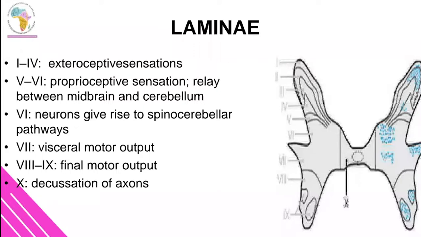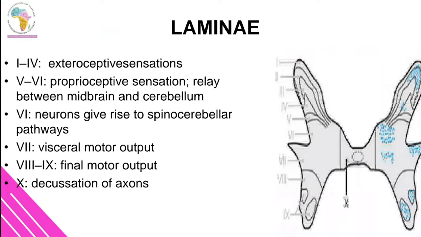exteroceptive sensations. So what I mean by exteroceptive sensations, these are just sensations that are due to external stimuli, which might be light, a change in temperature, position, or vibration sense. So these are the sensations that laminae 1 to 4 actually receive.